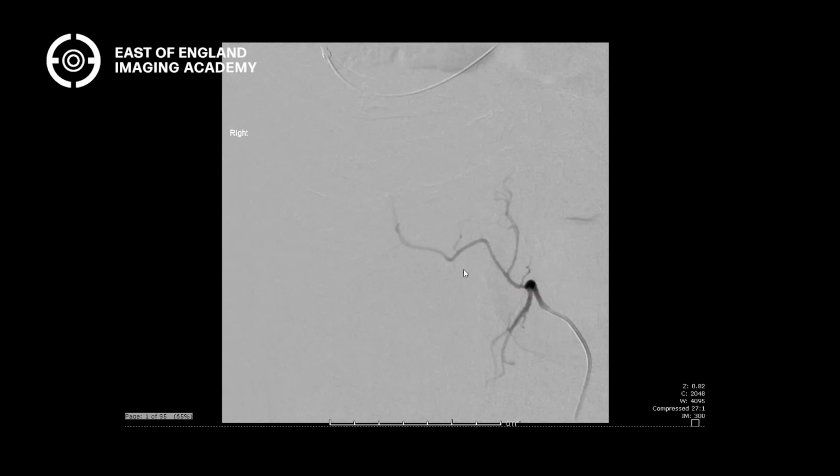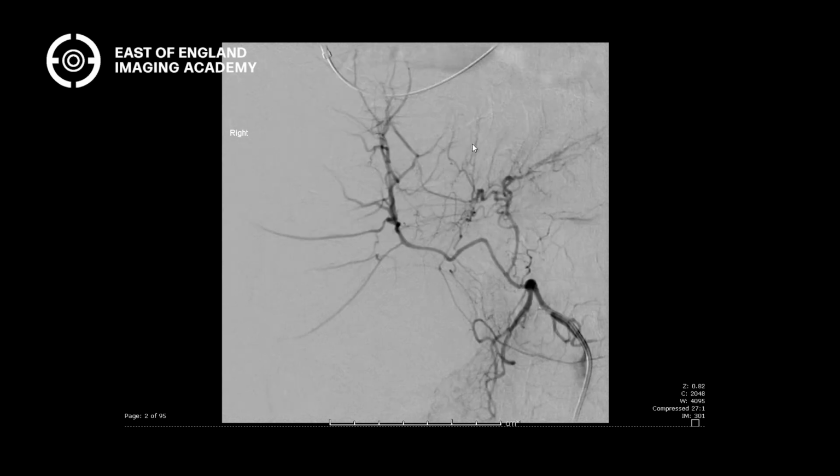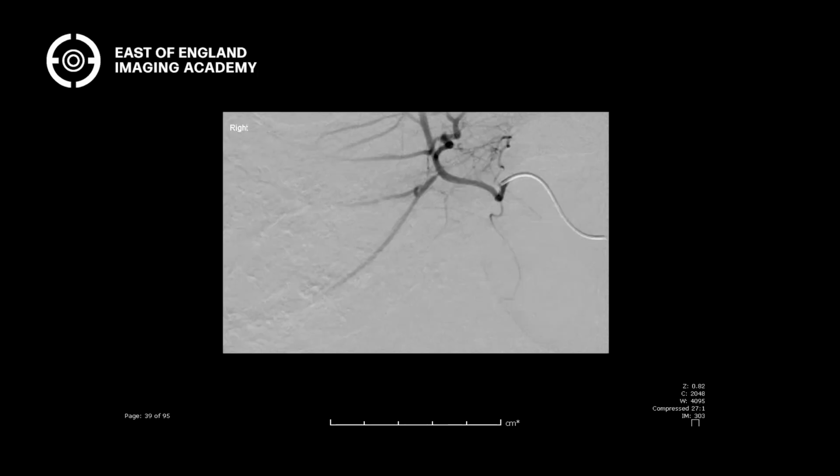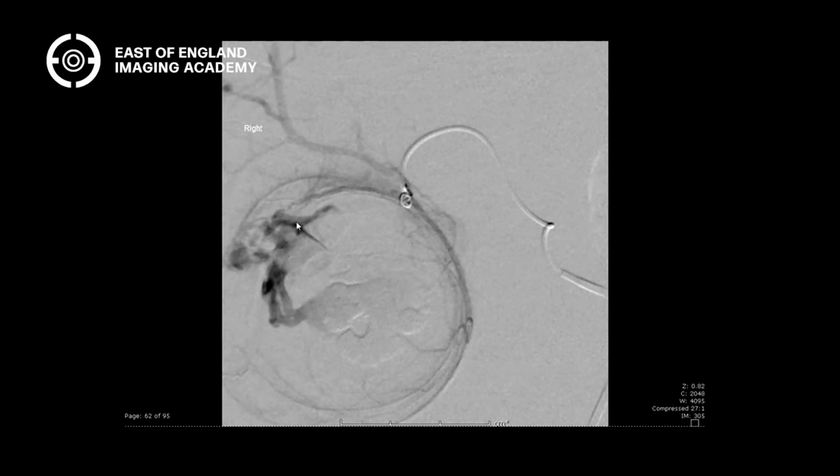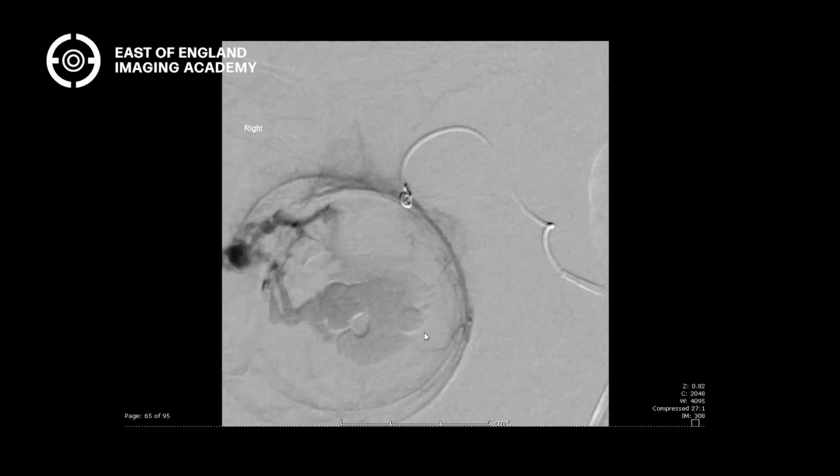So here we go. Here's an angiogram. These are the hepatic arteries, as you can see. And I'll skip forward to where the bleed is. Look at that big blush of contrast. See that? The arteries are filling, but then look at that. That's not within an artery. And that there looks like it's filling into the gallbladder.